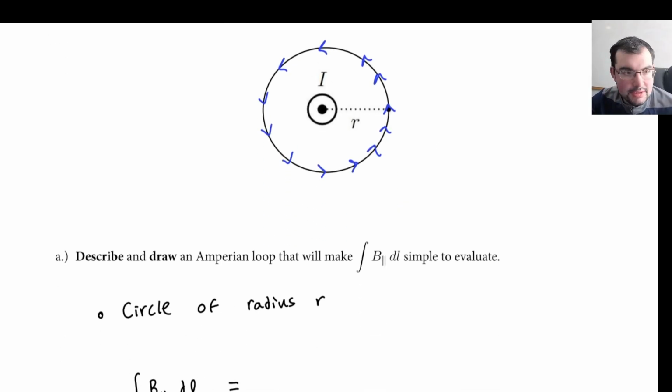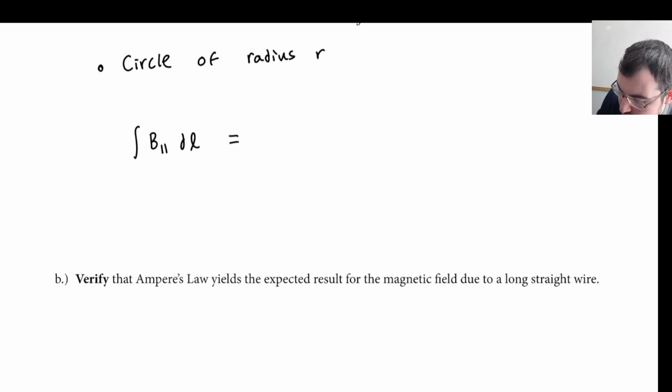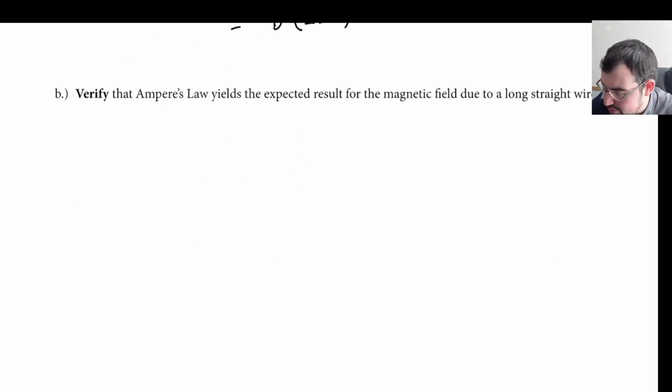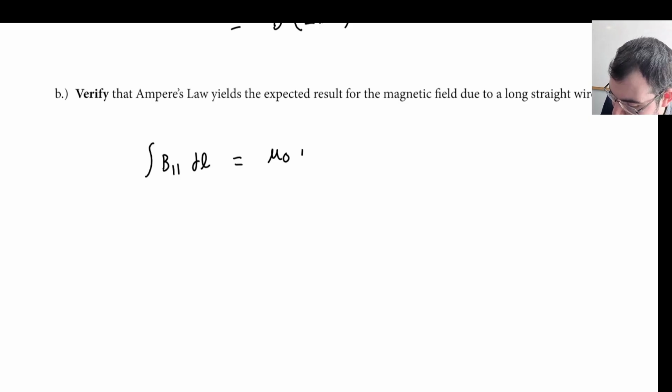So what that means is that we can just write this as B times L. And we can go one step further because we know how long it's been spinning around the path for. It goes the entire circumference, 2 pi r. And we'll verify that we get the expected result for a long straight wire. So what does Ampere say? Ampere says that magnetic circulation is equal to mu naught times the enclosed current.